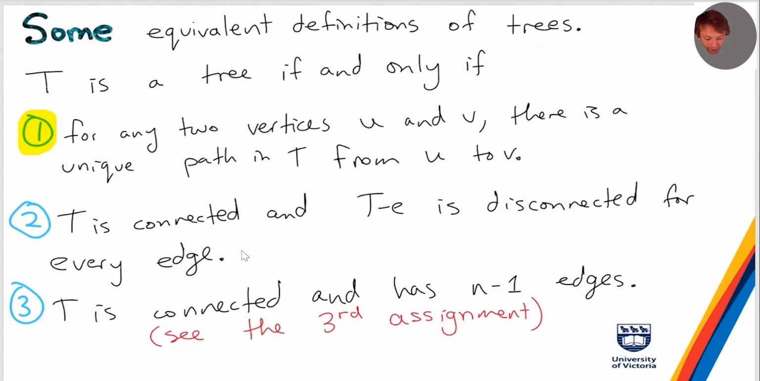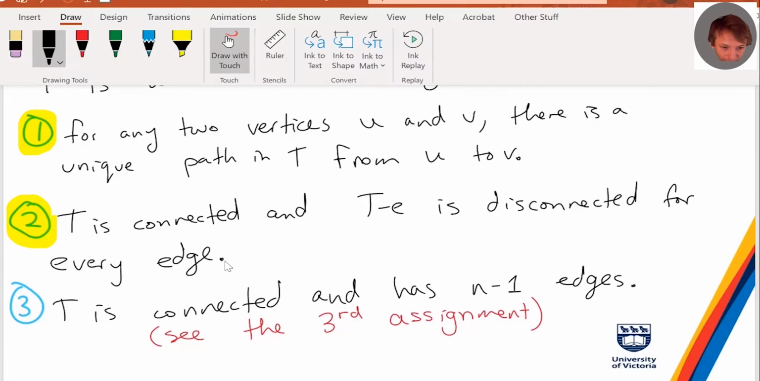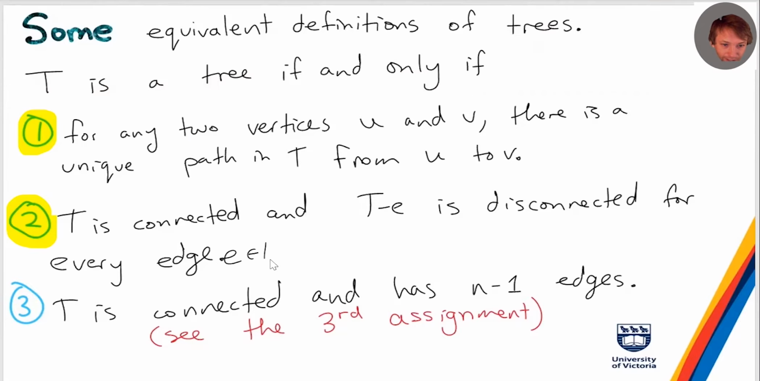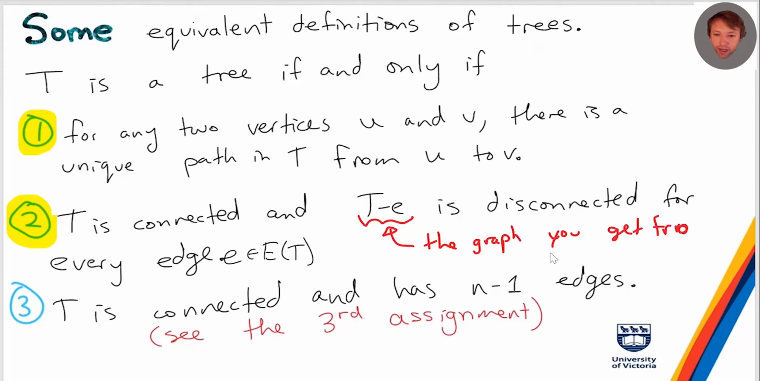So in other words, if I have a graph where every pair of vertices has a unique path, then that graph must be a tree, and vice versa. Also, another equivalent definition is that a graph T is a tree if it's connected, but if I delete an edge, for every edge E in the edge set of T, the graph T minus E is disconnected. What do I mean by T minus E? I'm not sure if I ever defined this, but here I just mean the graph you get from T by deleting the edge E, okay?